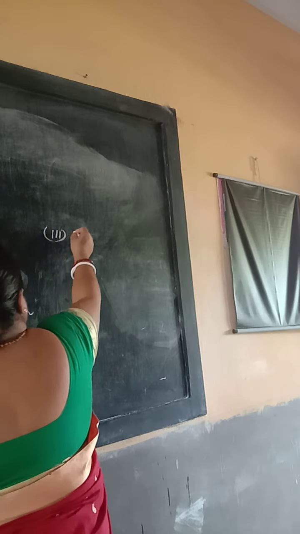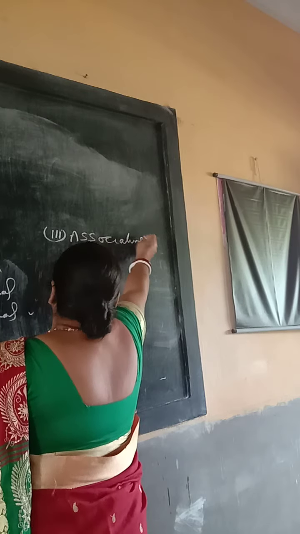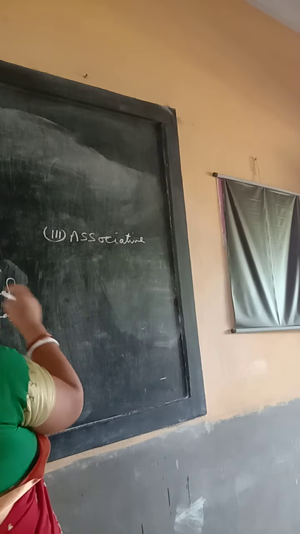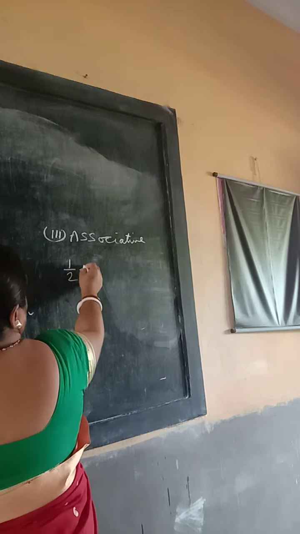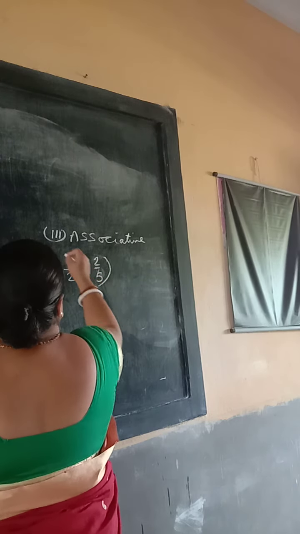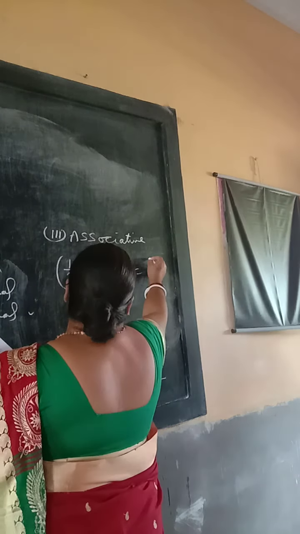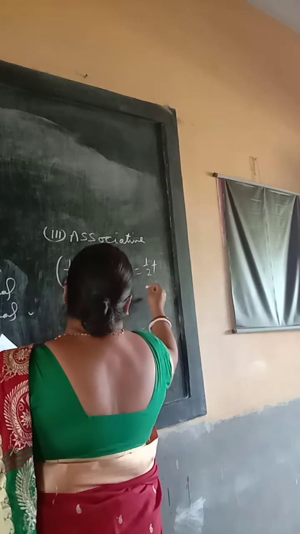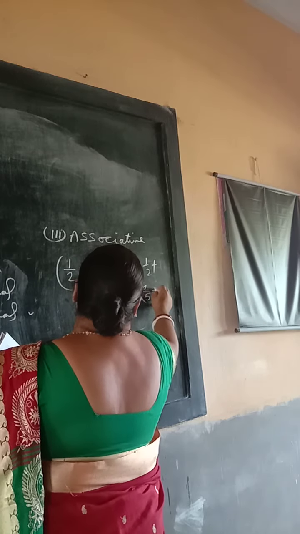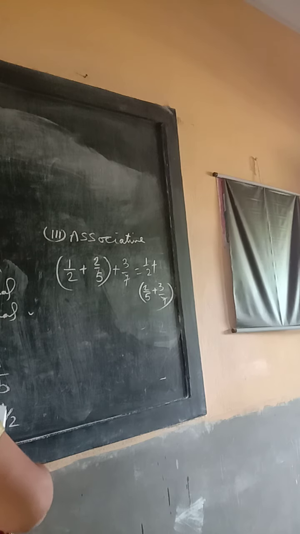Associative. Here the numbers are grouped together. 1 by 2 plus 2 by 5 plus 3 by 7 can be grouped anyhow, but the sum should be the same.